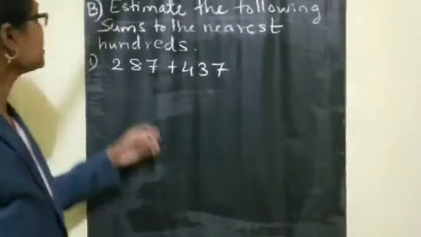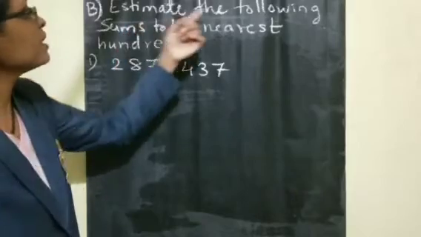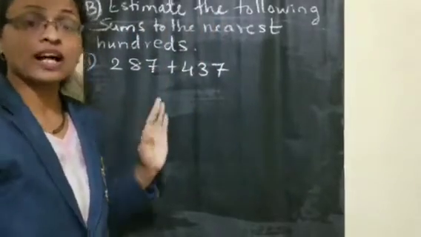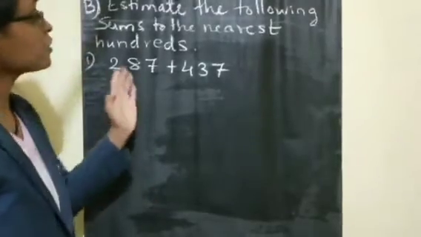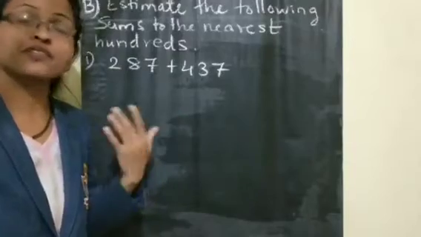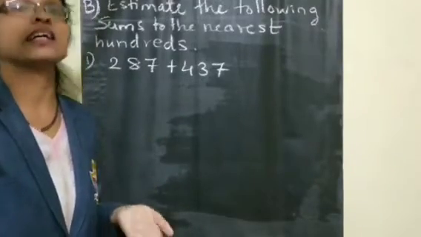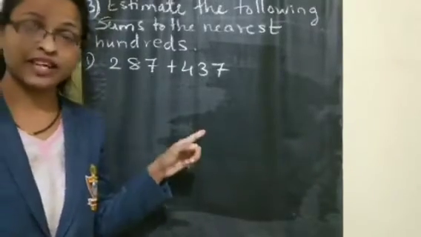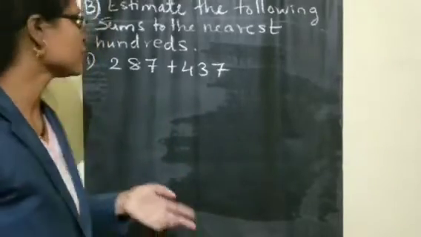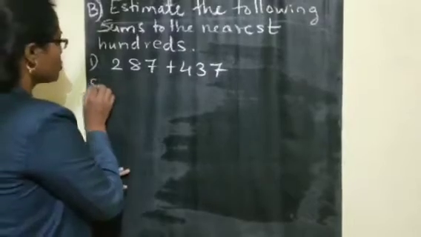Now here is our B part. Estimate the following sum to the nearest 100. So here also we have to estimate to the nearest 100. Means here we have to round off to the hundreds place. Then we have to find the sum of that, and also compare with the actual sum, children. So see here, solution.